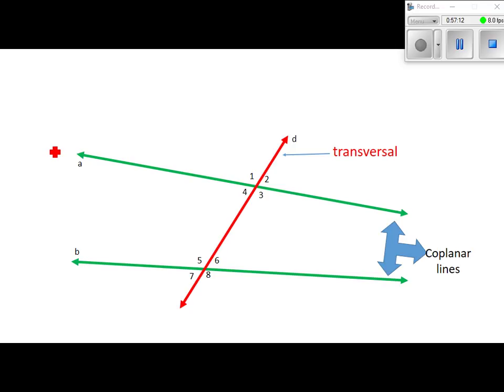Eight. Tell me something you know about angle one and angle three. They're vertical. They're vertical angles, so they have to be congruent. Tell me something you know about angle one and angle four.